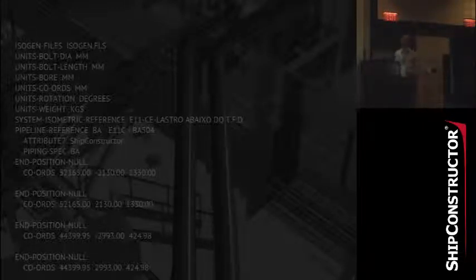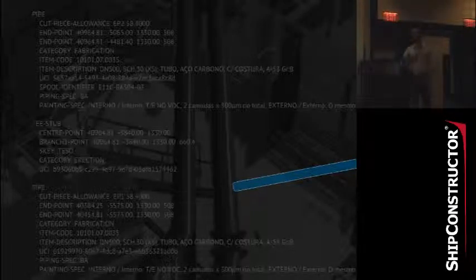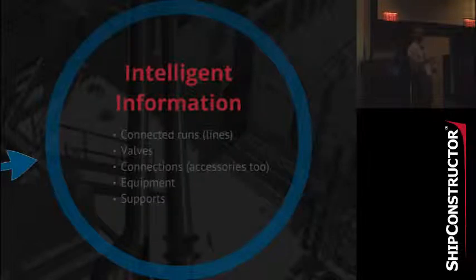It's a text-based file that is generated from your pipe model that contains the intelligent information that tells you what system am I, what do I look like, what's going on within it, what are my end positions, where are my supports, where are my equipment connections, et cetera. And to be clear, this is only about a third of the file that was generated from that screenshot I just showed you. These files are extensive and they contain a lot of information.